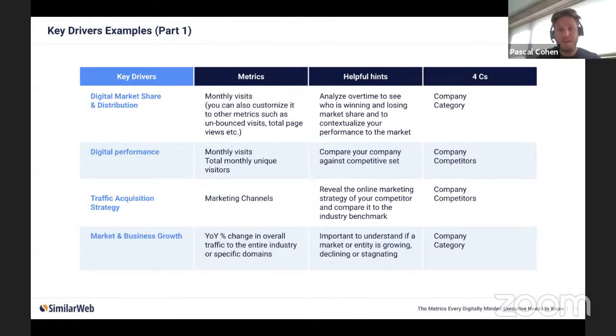You want to understand if you're over or under indexing. I will show you some examples here as well. It's about revealing the online marketing strategy. Are they investing more in PPC? Are they investing more in display ads? Are they relying more on SEO? And so on. But I'll give you an example in a minute.